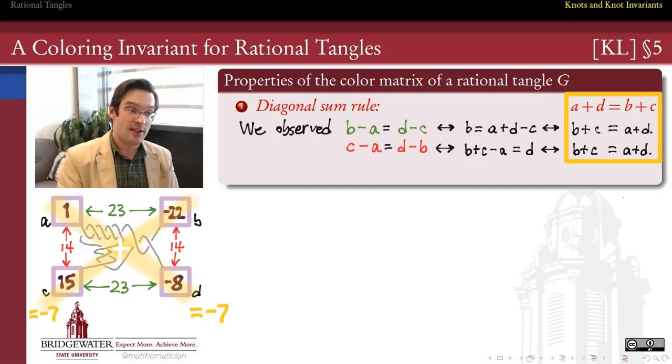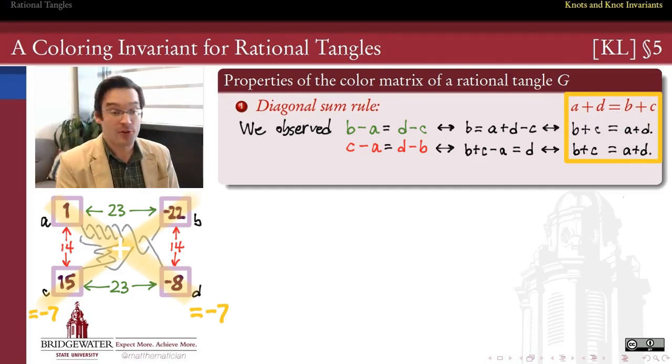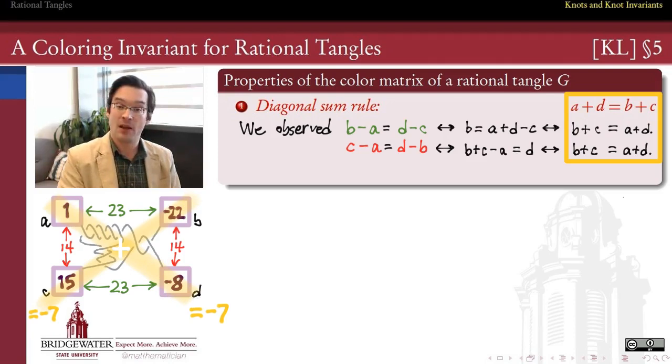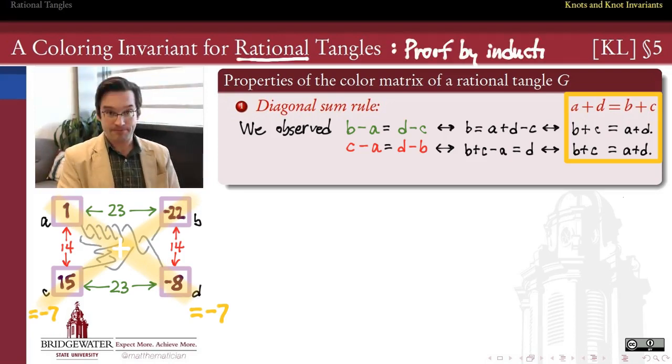So we tend to think of it as a diagonal sum rule rather than as a difference rule, I think mainly because addition is commutative. That way we don't have to remember which comes first, right? The diagonal sum rule says that A plus D is the same as B plus C for the color matrix of any rational tangle. So let's prove it.